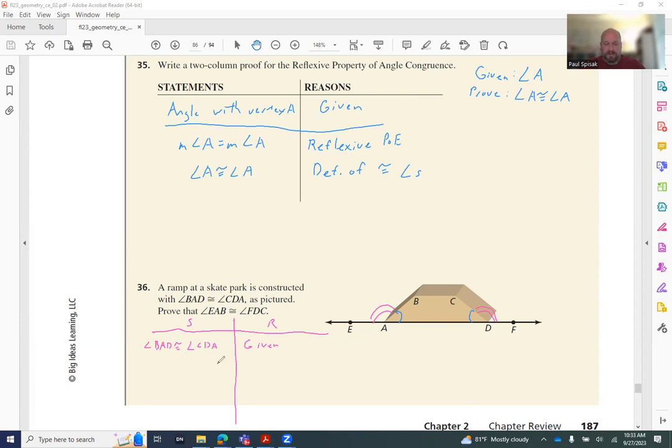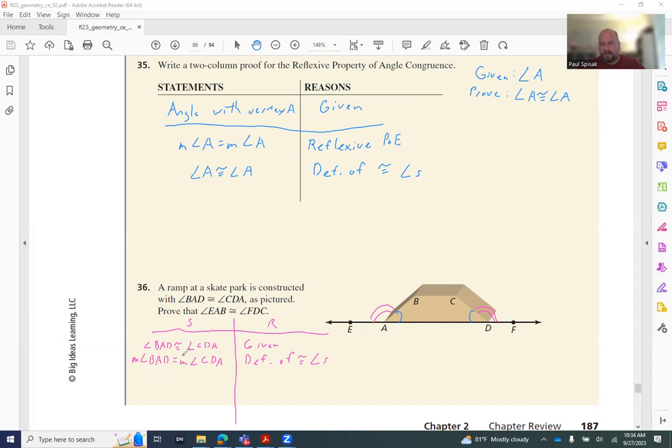After we know that those two are congruent, we know that we are dealing with some angles. If they're congruent, they are equal in measure. So I'm going to say that the measures are equal. So the measure of angle BAD is equal to the measure of angle CDA. How do we know that? That's our definition of congruent angles. All right. Next.